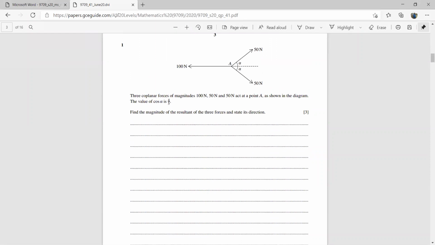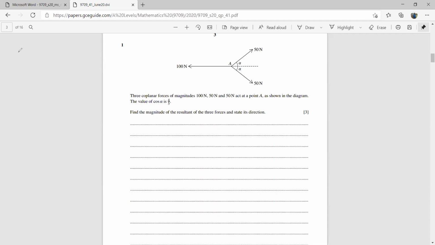The very first question is about resolving the forces. It says three coplanar forces of magnitudes 100, 50, and 50 act on a point A, as shown in the diagram. The value of cos alpha is 4 by 5.